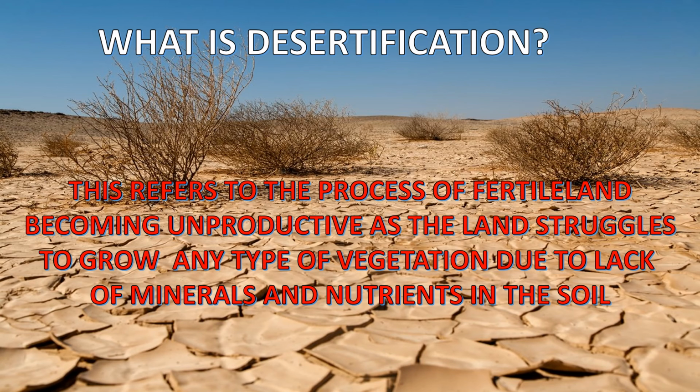It is said that many areas are turning into deserts due to deforestation, overcultivation, and overgrazing. This leads to desertification. Desertification refers to the process of fertile land becoming unproductive because the land struggles to grow any type of vegetation due to lack of minerals and nutrients in the soil. If you can see this picture, this is the desertification of the Sahara Desert. You can see there is drought all over.